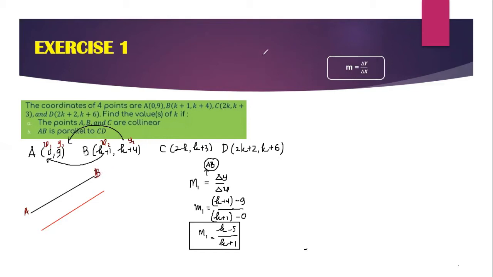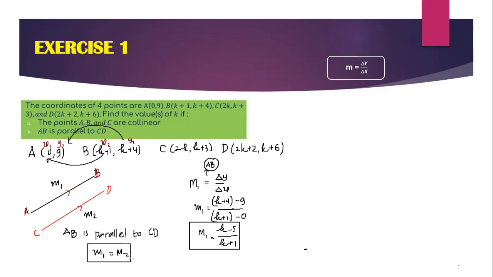And the second line, the red line, is CD. Both are parallel, which means the gradient of AB will be equal to the gradient of CD. This is the concept of parallel. Once again, AB is parallel to CD means M1 equals M2. This is the concept of the parallel line.